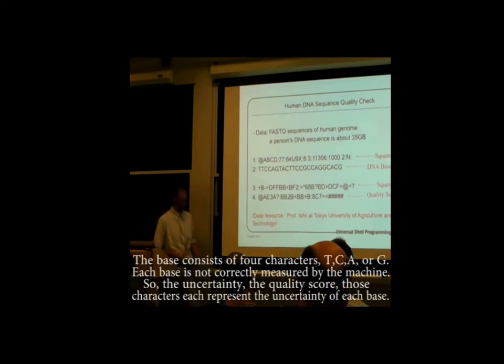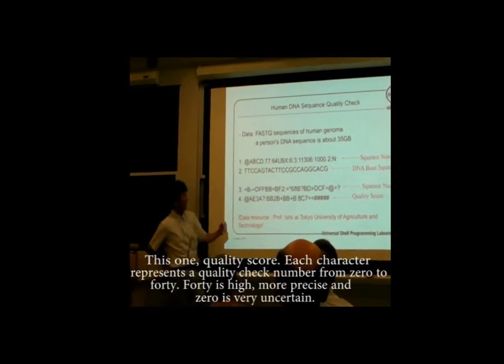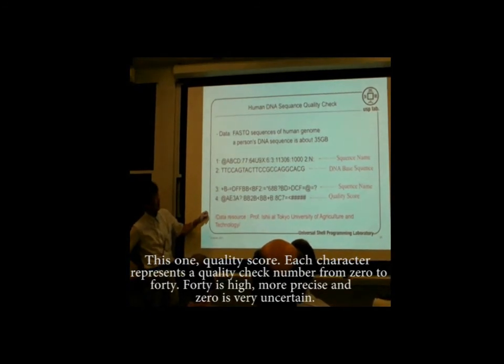So the quality score, which those characters each represent, is the uncertainty of each base. Each character represents a quality check number from 0 to 40, and 40 is high and more precise, and 0 is very uncertain.